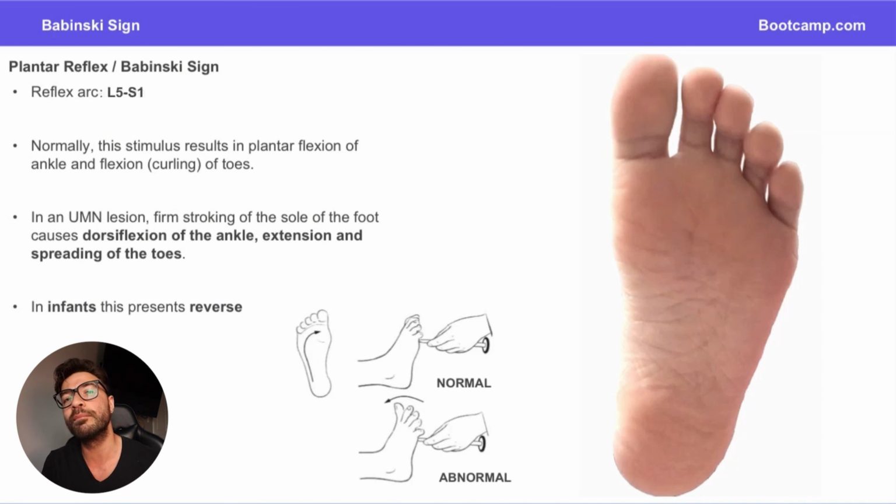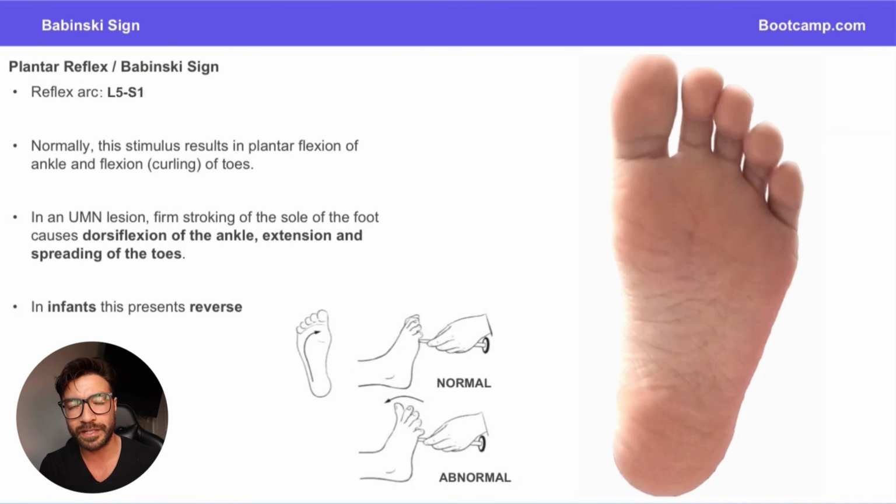Now, if we have an upper motor neuron lesion, we're going to see the opposite of that. The toes are going to extend and spread out, and we're also going to dorsiflex the foot, or lift the bottom of the foot upwards. So this is a key indicator that is going to tell us if we have an upper motor neuron lesion, and this is known as Babinski's sign.